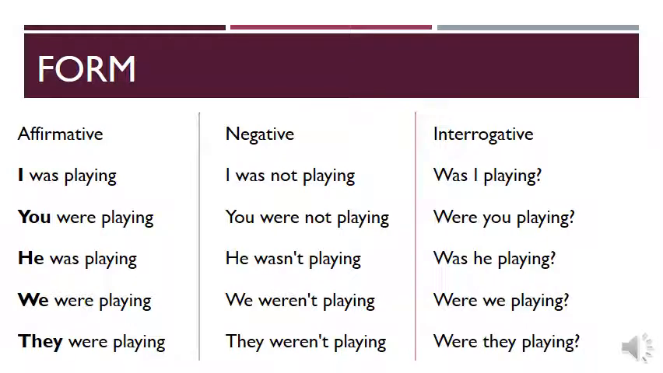Now, look at the formation of the past continuous: affirmative, negative, interrogative. Interrogative here means question. In an affirmative sentence, we say I was playing. To change into negative, we only add not. I was not playing, or we can say I wasn't playing. Interrogative: was I playing? What about you? You were playing. You were not playing. And were you playing? Look at the other examples.